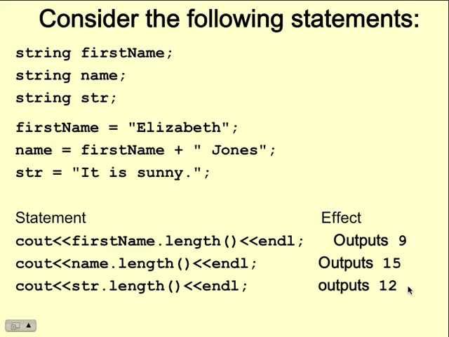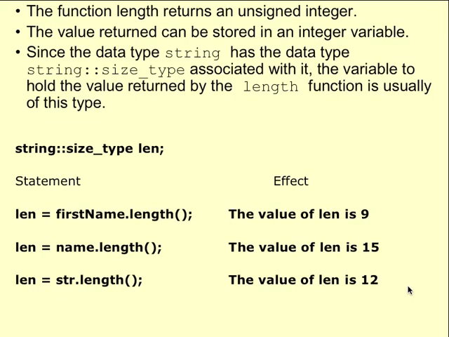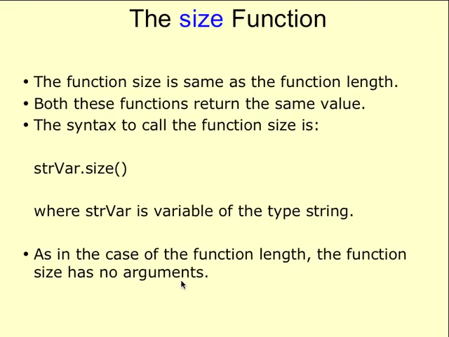So that kind of gives you an idea about the power of each one of the individual objects, instances of those objects that's created. Now the function length returns an unsigned integer. We can actually assign it to an integer value, length. So the value returned can be stored in an integer variable. This is very common actually. Declare a variable of type integer, here we called it length. We're just going to say it's equal to firstName.length, second name.length.